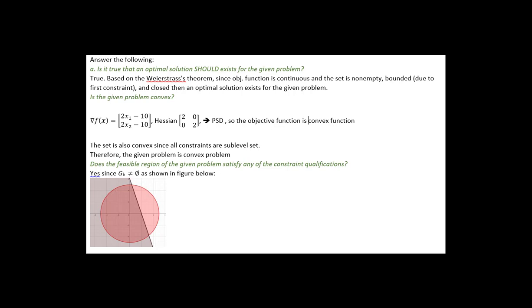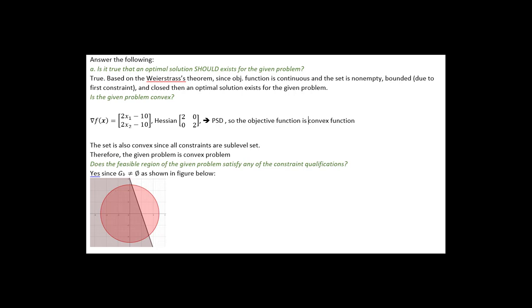So can you give me an example? 0, 0. The point 0, 0 is strictly interior to this, and it's also feasible, right? So there is a strict interior point at 0, 0. That means the Slater conditions are satisfied. Okay. So that was the answer for the last question.